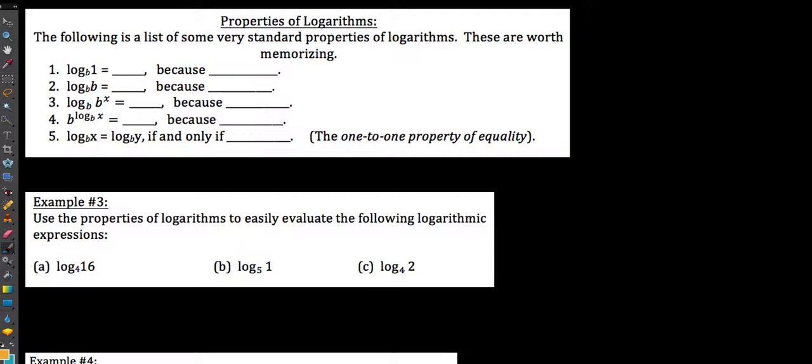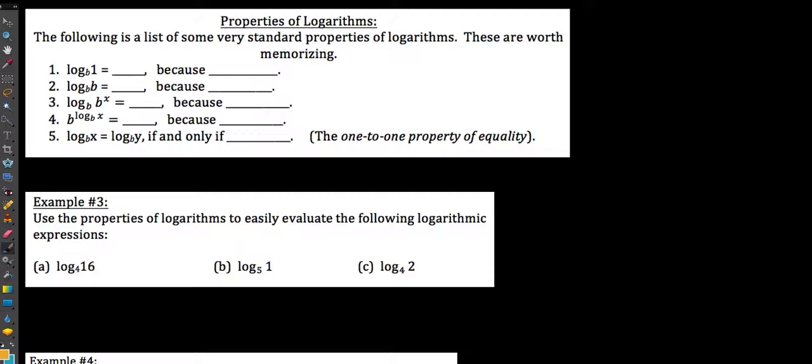Hi guys, in this video we're going to be talking about some of the properties of logarithms that tend to show up from time to time as we evaluate logs. I'm just going to look at this basic set of 5 properties right here and then talk about how they are useful when we recognize them occurring with logs.